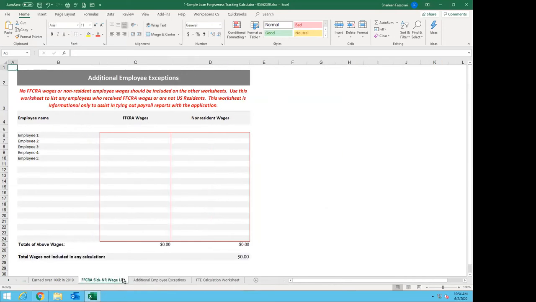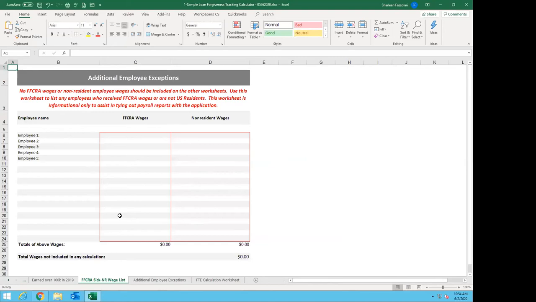The other tab that we have here, the FFCRA, is the Families First Coronavirus Response Act. So if you took a credit for any of your employees' wages under that credit, they are not eligible for the PPP forgiveness for the wages. You can't double dip between the credit and the PPP forgiveness. So this is just an area to help you reconcile down all your employees' wages over the period. This is where you can also enter non-resident wages if you have any employees that are non-residents.